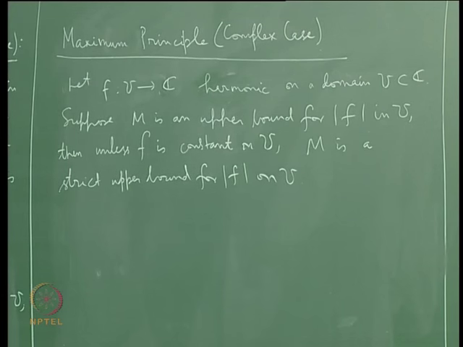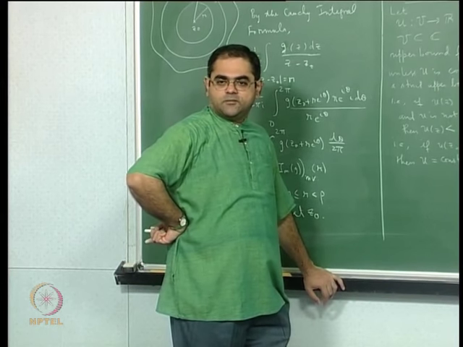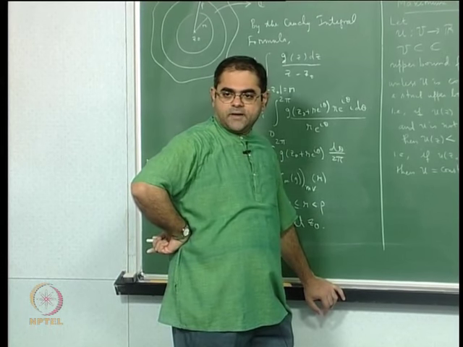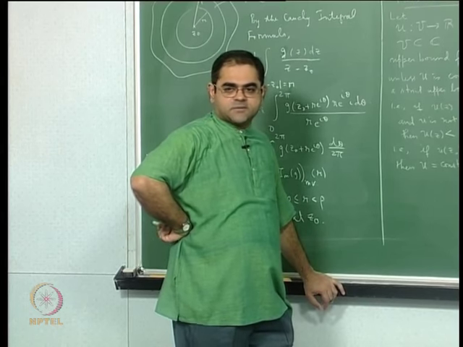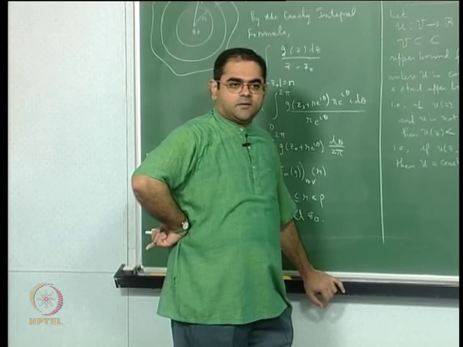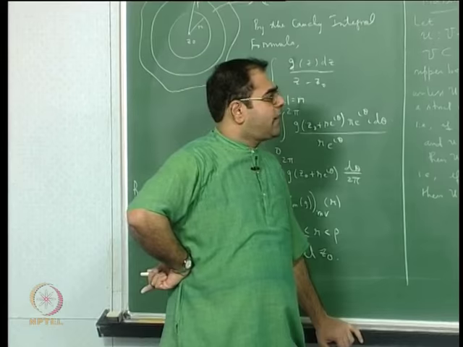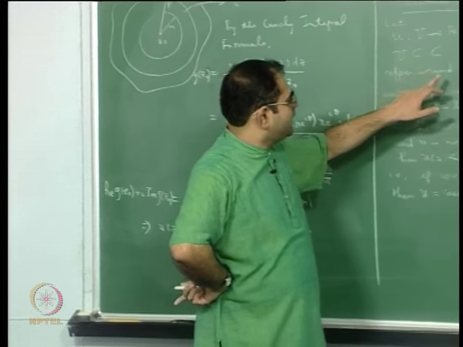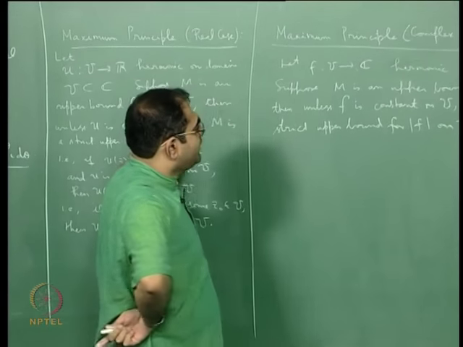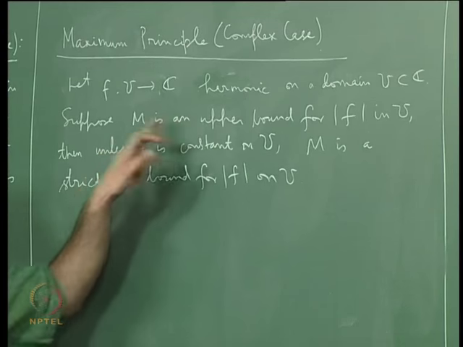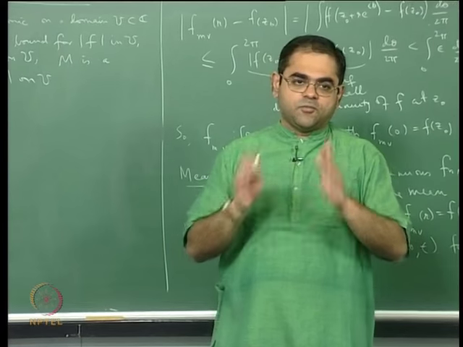The only thing is, when you take a complex valued function and you talk about bounds, you have to take mod f, because I cannot write one complex number lesser than another complex number, because complex numbers are not ordered, and the ordering of the real numbers does not extend to complex numbers. So I cannot write a statement such as M is an upper bound for u, small u here, u is real valued, I can write that, but I cannot write M is an upper bound for f, that does not make sense because f is complex valued. I should only write M is an upper bound for mod f, okay.